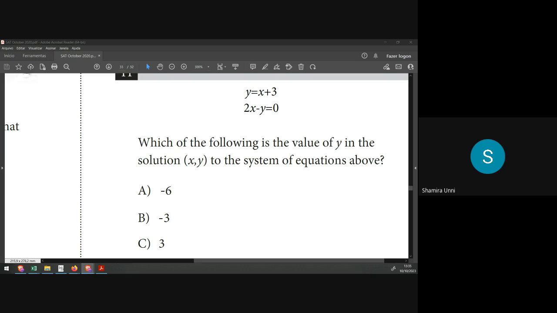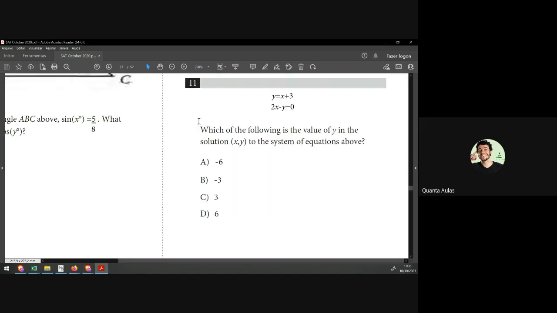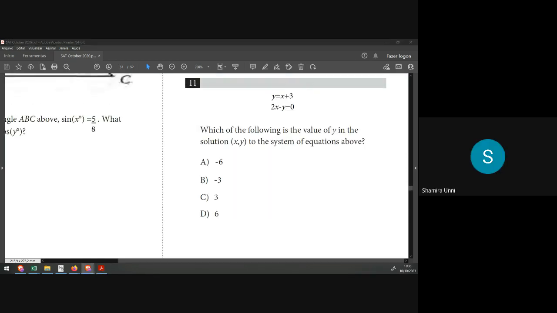And then that would be 2x equals x plus 3. Yeah. Now you need to isolate. So the x is gonna be 6.